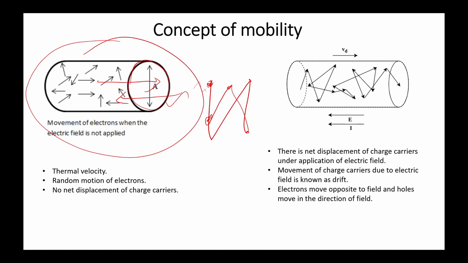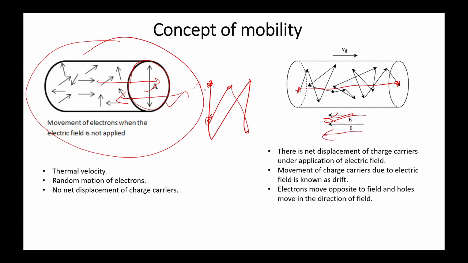But as soon as we apply the electric field, say in this direction, the electrons will start moving opposite to the electric field. The motion will be random, but there will be a net displacement of electrons from this point to this point in a certain time. So electrons are moving, therefore there is a flow of current.